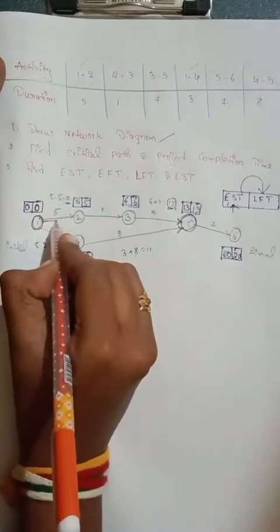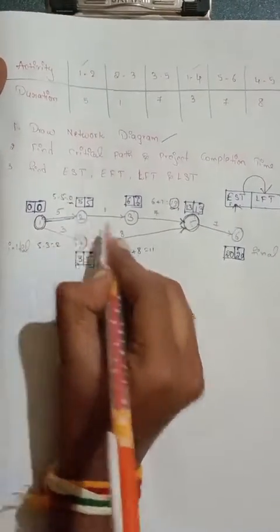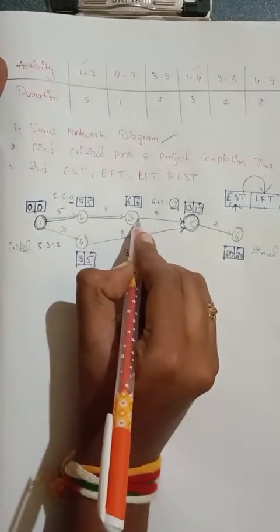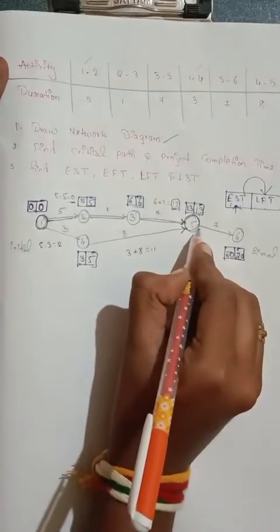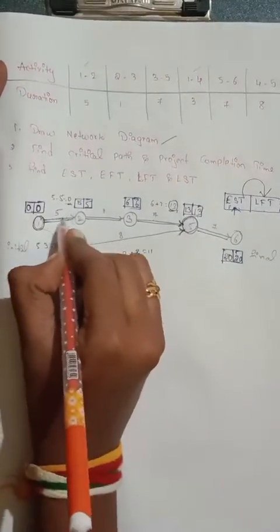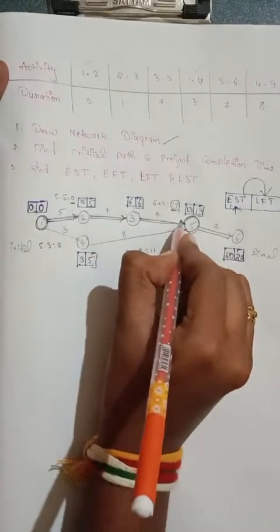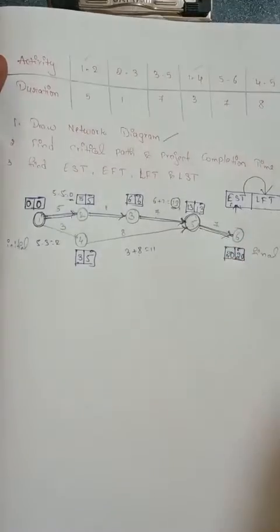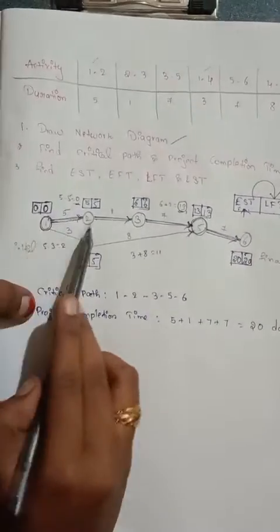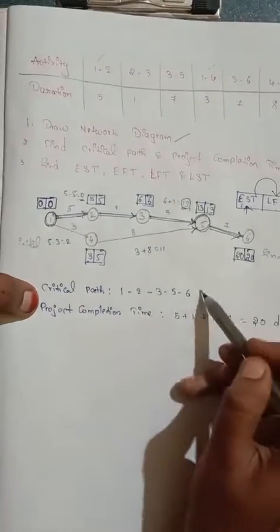Just draw it and represent it with a double line guys. So 0 0 to 5 5, and 5 5 to 6 6, and 6 6 to 13 13, 13 13 to 20 20. This is our critical path. So it is very easy to represent guys. So this is our critical path. So here guys, the critical path is 1 to 2, 2 to 3, 3 to 5, 5 to 6. The same I have represented here.